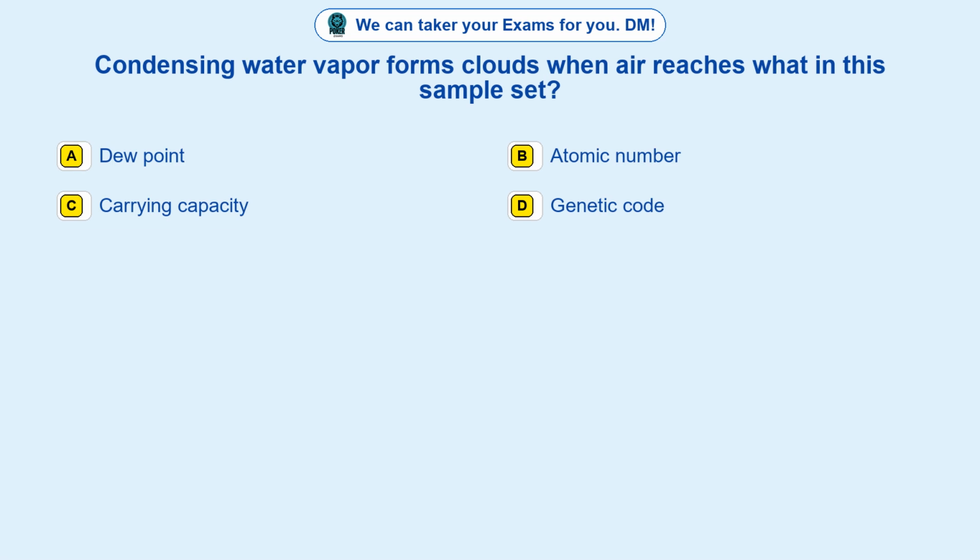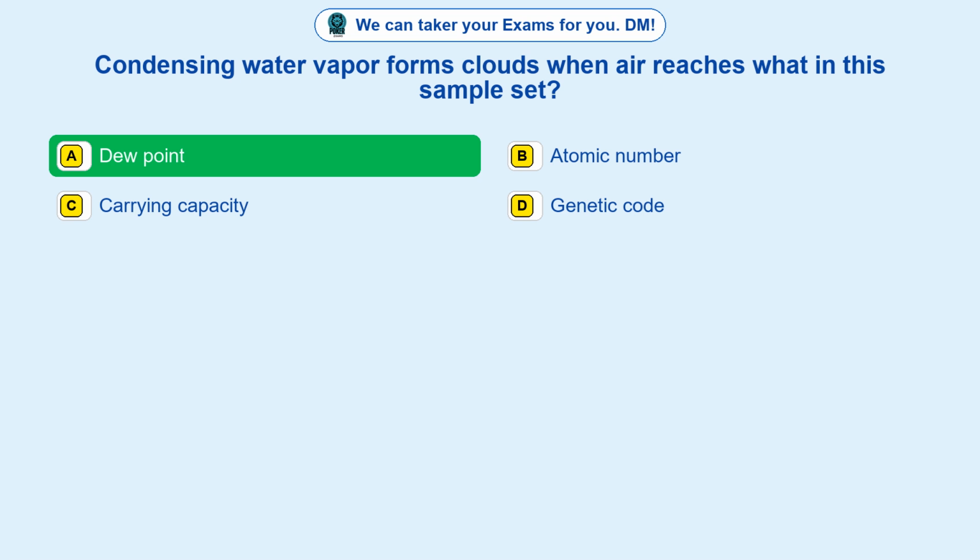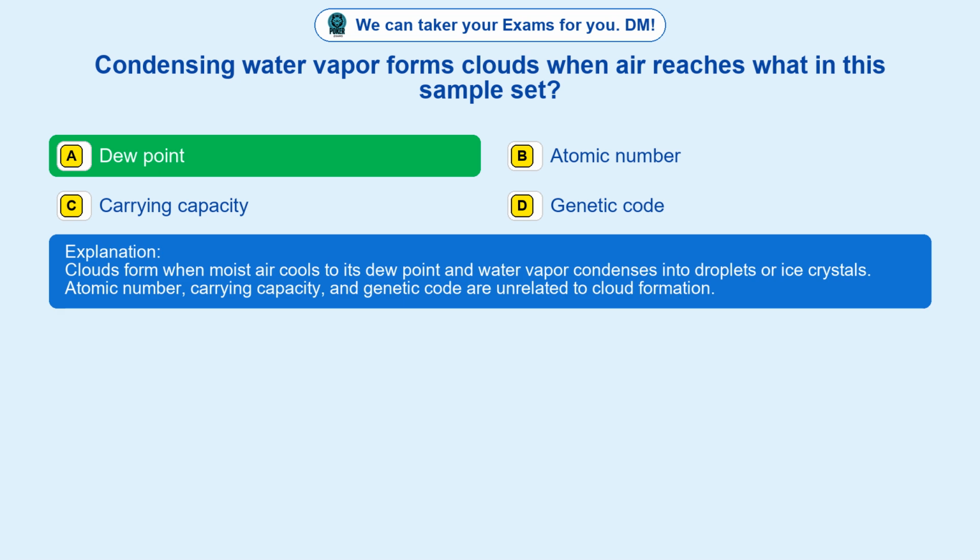Question 99. Condensing water vapor forms clouds when air reaches what in the sample set? Option A, dew point. Option B, atomic number. Option C, carrying capacity. Option D, genetic code. The correct answer is option A. Dew point. Clouds form when moist air cools to its dew point and water vapor condenses into droplets or ice crystals. Atomic number, carrying capacity, and genetic code are unrelated to cloud formation.